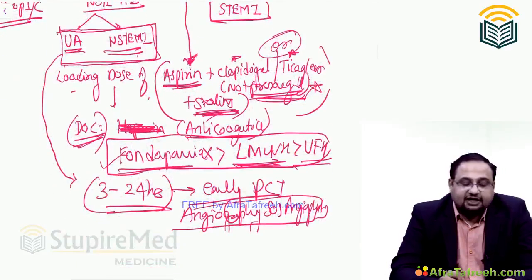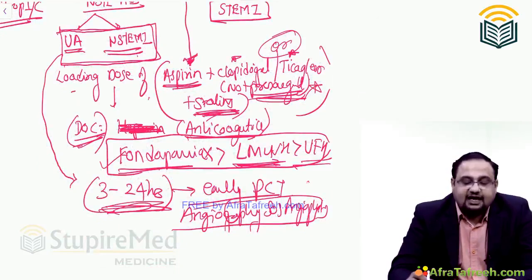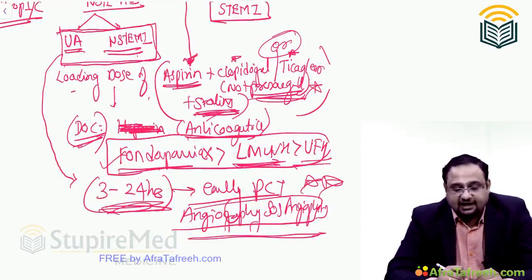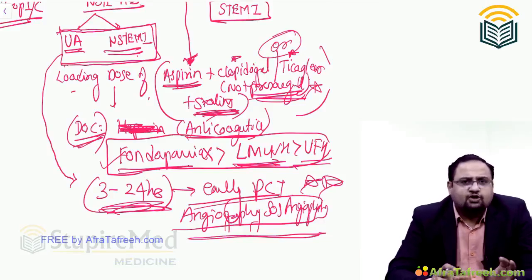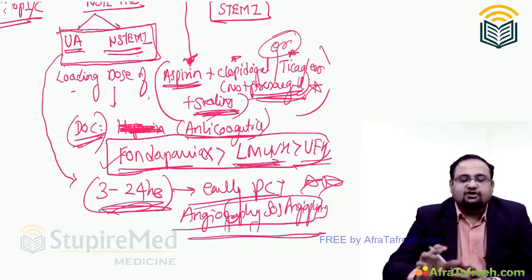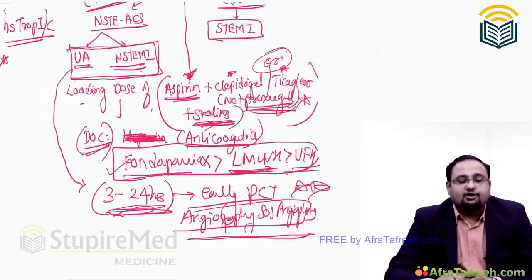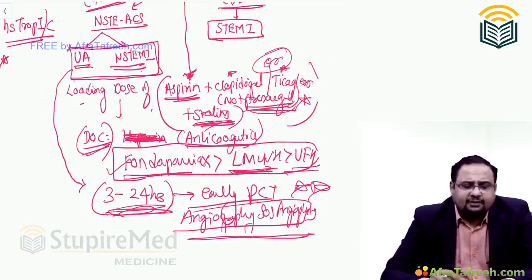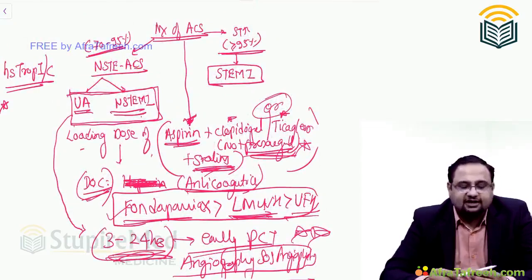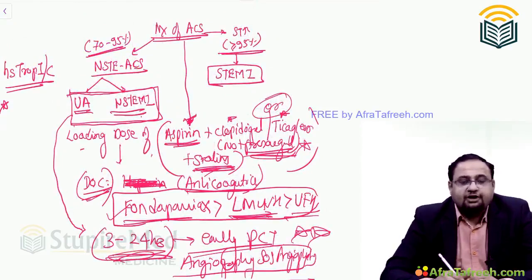And then after 3 to 24 hours, early PCI, angiography or angioplasty has to be planned accordingly. At the end of this lecture, I'll show you how angioplasties are performed, how the blockages from the atherosclerotic plaque are displaced, and how the stents are placed. I'll show the video of that also, friends. But this is very important to understand the acute coronary syndrome management. Is that clear, friends, about the management of non-ST segment elevation acute coronary syndrome, unstable angina? So go stepwise.